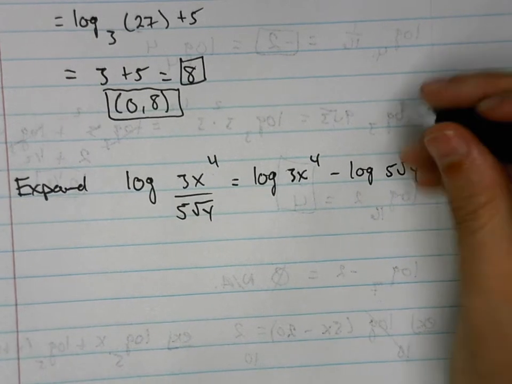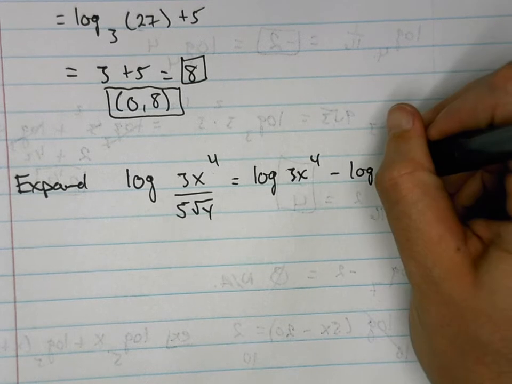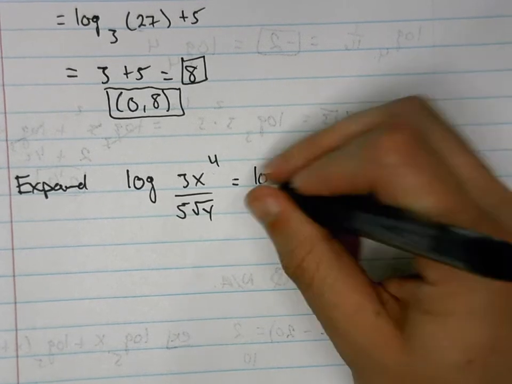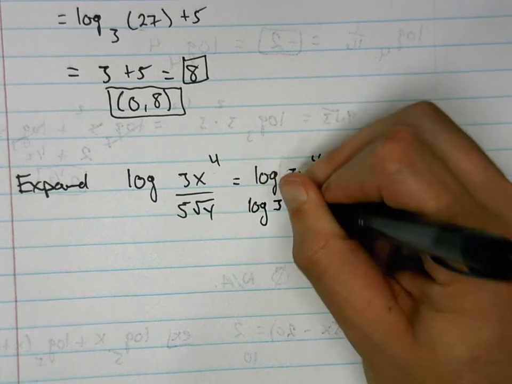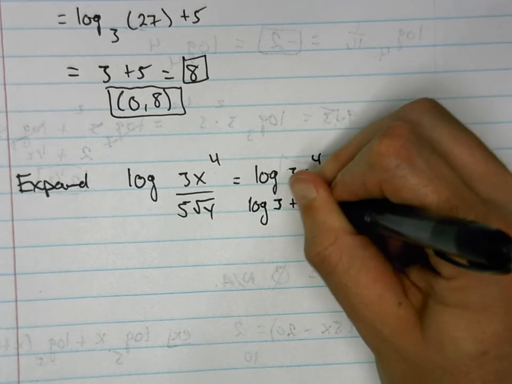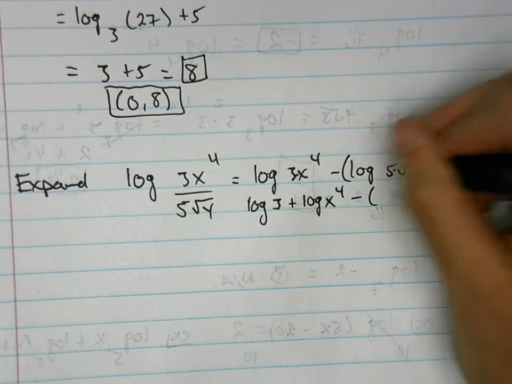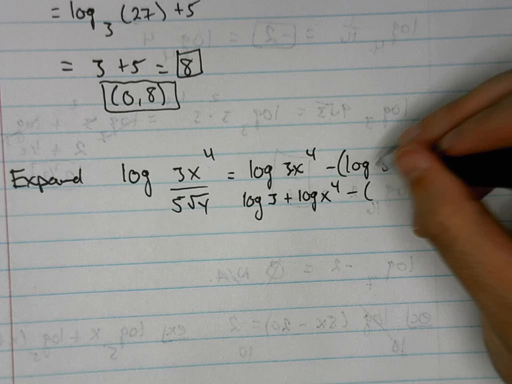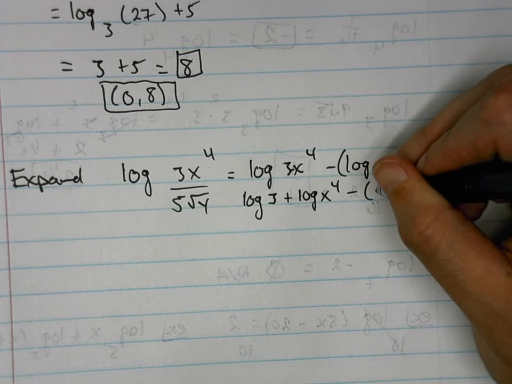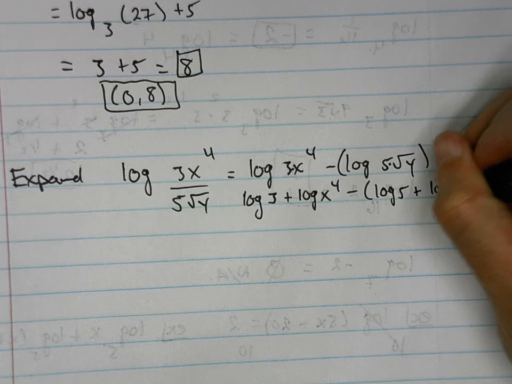The next rule says multiplication needs to be separated. So this is log of 3 plus log of x to the 4th minus, and I'm going to take this one and put it in parentheses so that way I make sure I keep track of that negative. So this is log of 5 plus log of root y.